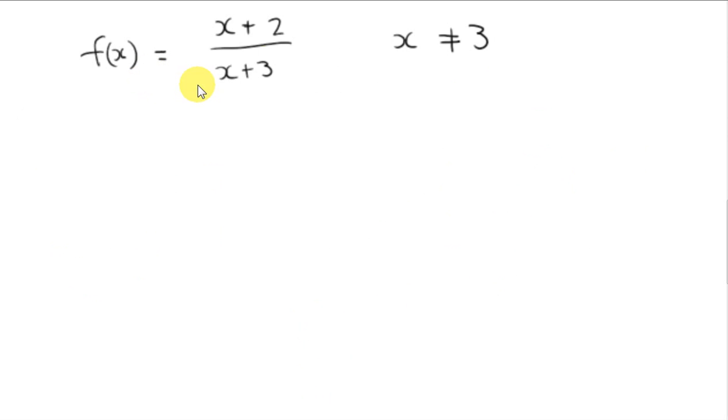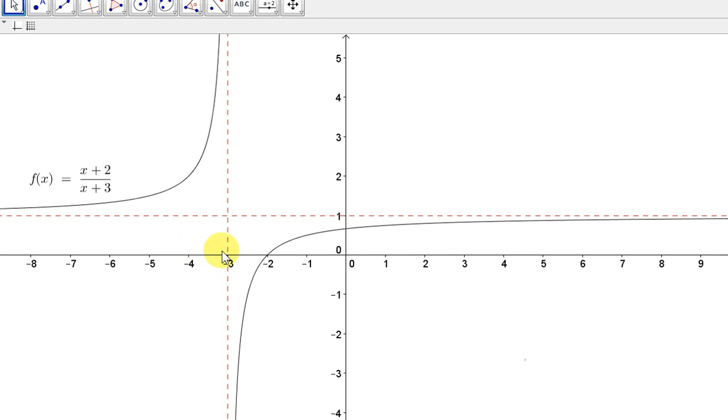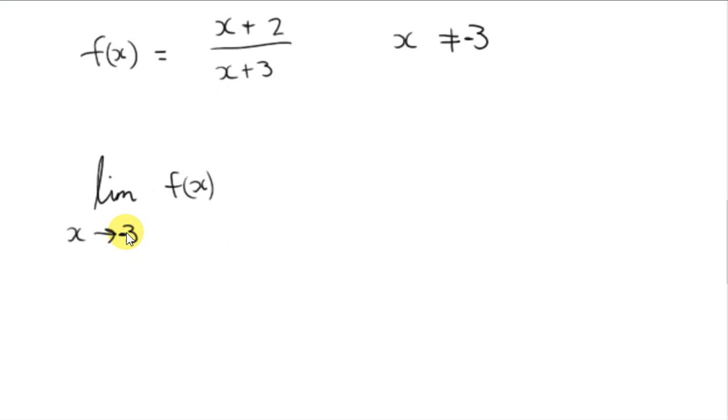So that was limits at infinity. Now I just want to go back and explain what happens near x equals minus 3 for this function. So we're no longer dealing with limits at infinity, but for this example here we're taking the limit as x approaches minus 3 of our function. Now you can see from the graph, this should actually be minus 3.